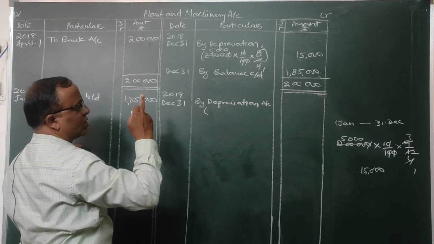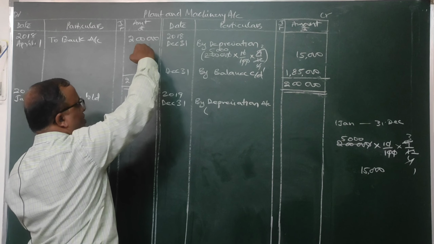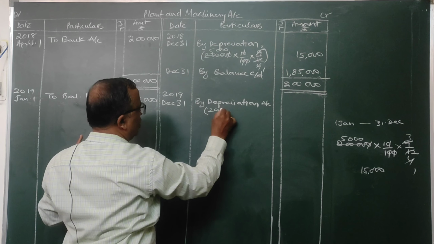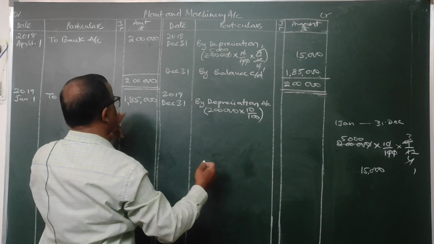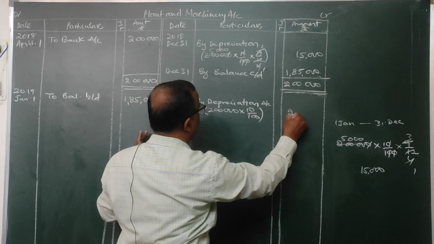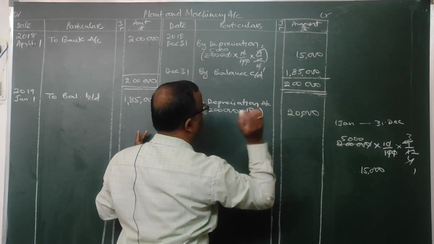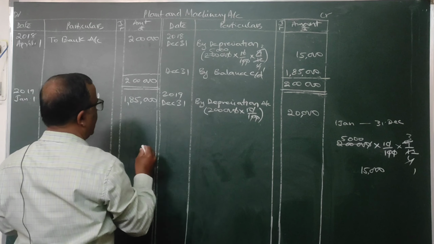We are providing depreciation under straight line method. Under straight line method, we will calculate depreciation on the original cost. Original cost is how much? 2 lakhs. On 2 lakhs, 10%, because totally from January to December, 12 months, he has used it. So on 2 lakhs, 10% means it will be how much? It will be 20,000. See 20,000. The year is completed.